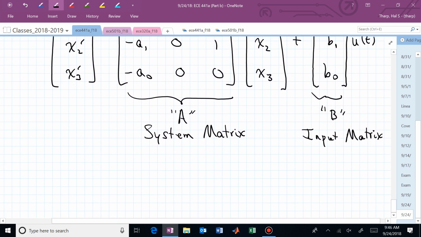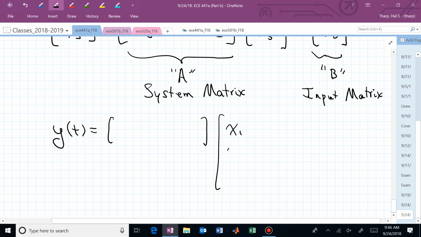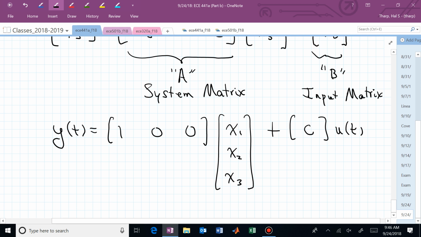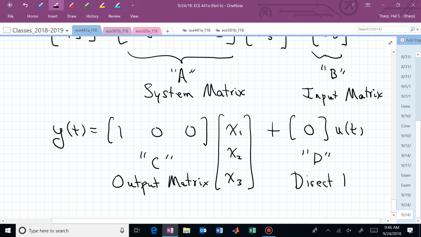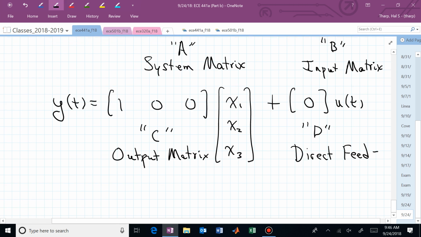What's our output matrix, or our output equation? Y of t, we just have 1, so the output matrix is 1 tall. It has to be 3 wide. It has to be compatible with the state vector. We have an output matrix that's 1, 0, 0. We have a direct feed-through matrix. That's 0.